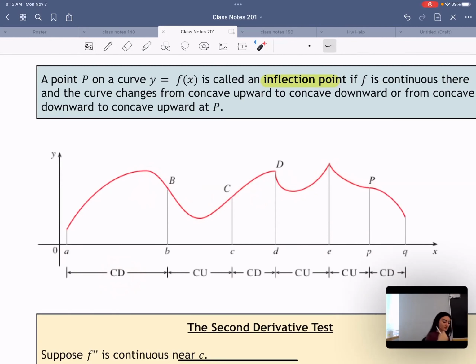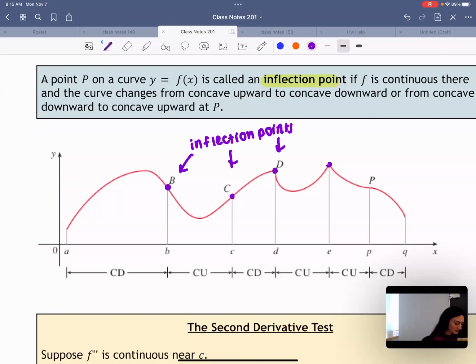Now, let's just talk about our inflection points here. Let's talk about what's going on here. B, C, and even D are inflection points, because at those specific points we're switching from being concave down to concave up to concave down, and so on. So these are definitely inflection points.